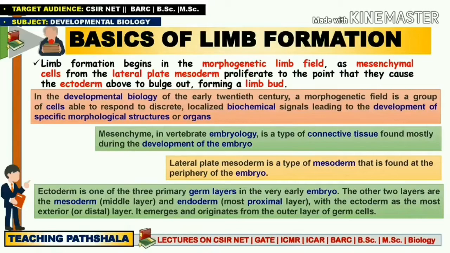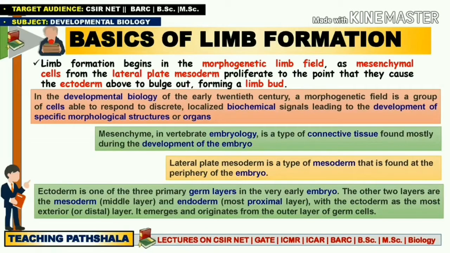After playing a role in limb formation, the mesenchymal cells will help the ectoderm to bulge out and give the appearance of limbs. See, the innermost part is the endoderm, the middle layer is the mesoderm, and the outer layer is the ectoderm. The mesoderm gives rise to the mesenchymal cell, and that plays a very important role in limb formation.